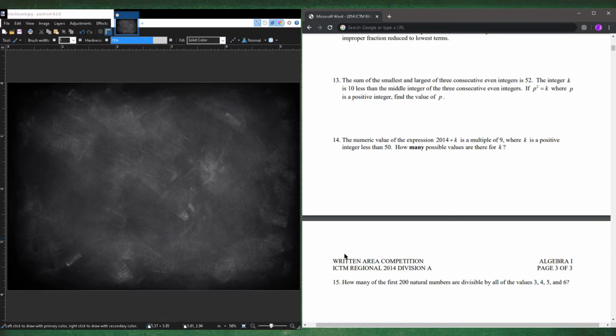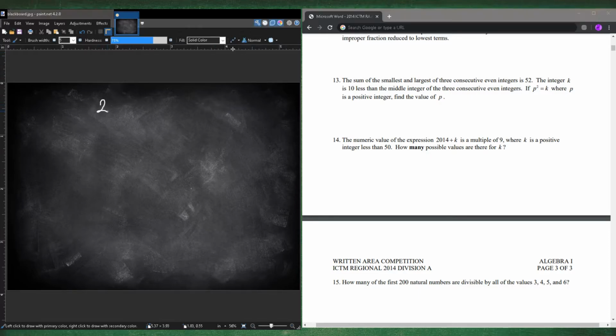14. The numerical value of the expression 2014 plus k is a multiple of 9, where k is a positive integer less than 50. So how many possible values are there for k? So (2014 plus k) divided by 9 has to be an integer. And k has to be positive, greater than 0 and less than 50. So you could use your calculator and start plugging in numbers.